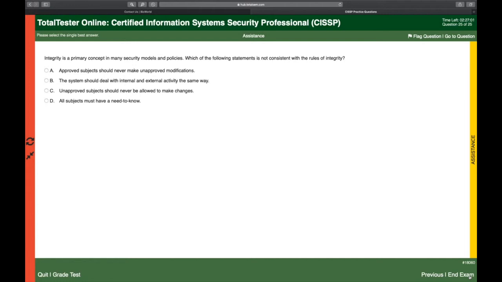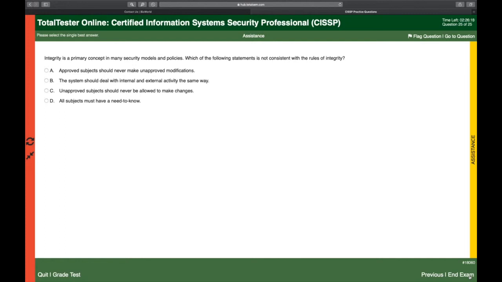I was thinking Alpha only because, approved subjects, if they're approved, then they're only going to make approved changes from integrity. This is a tricky one for me. I don't like the way the answers are worded. Just remember integrity, though. That's why I'm going with Alpha, because the definition of integrity involves the modification or changes. So even if they're approved, if they're making unapproved modifications, you're interrupting integrity.